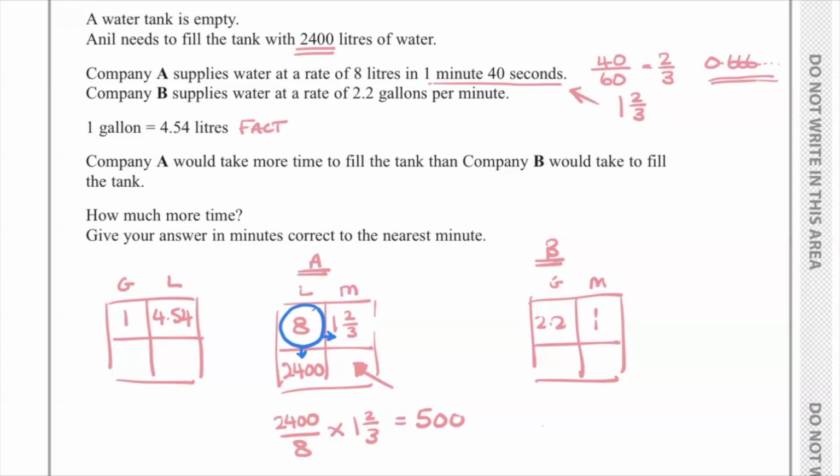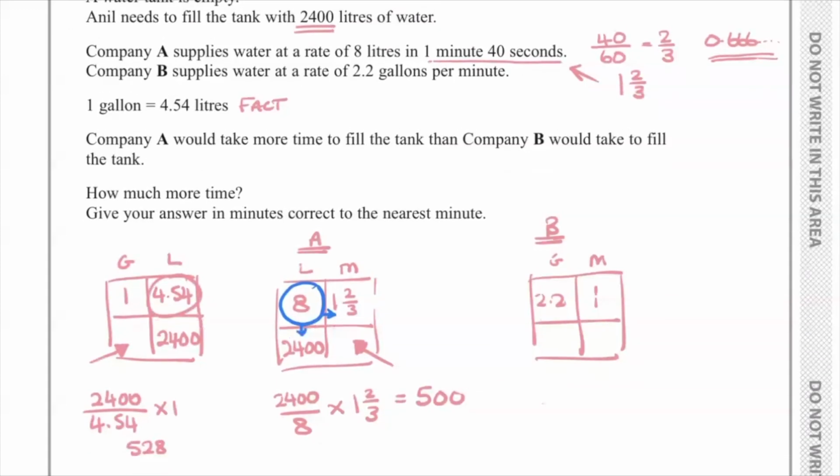I want to change 2,400 litres into gallons. So the trap number is 4.54. We're going to be doing 2,400 divided by 4.54. You can show the times 1 if you want or not. Timesing by 1 isn't going to make a massive difference. And that is giving us 528.63, on and on it goes.